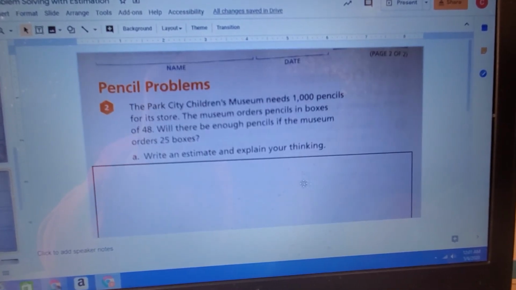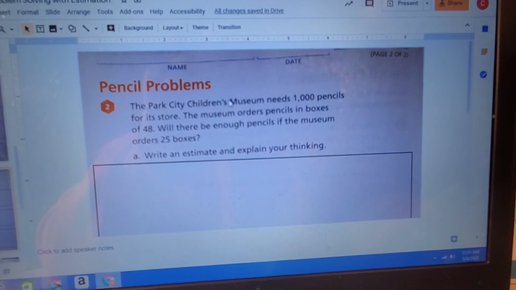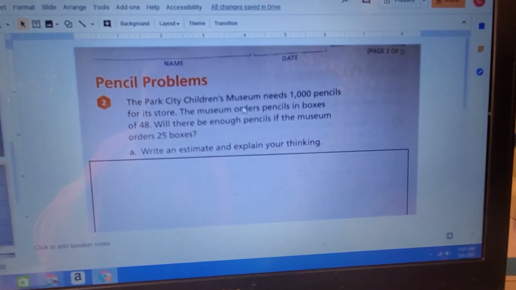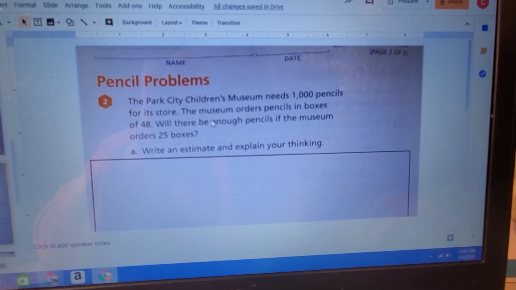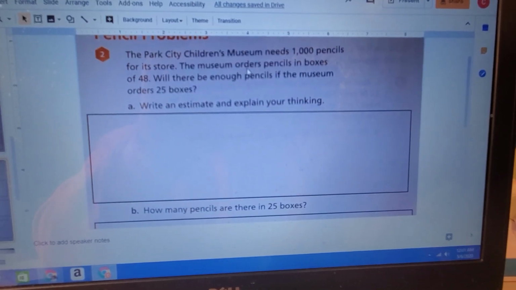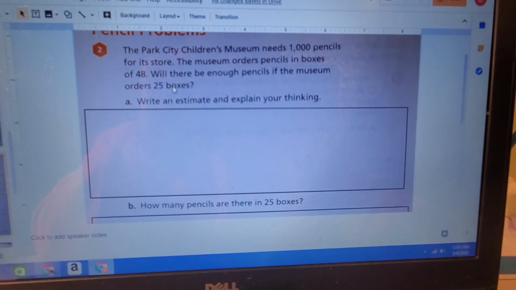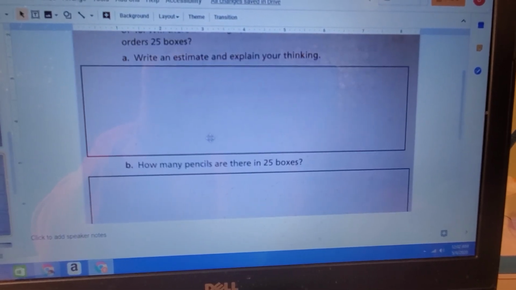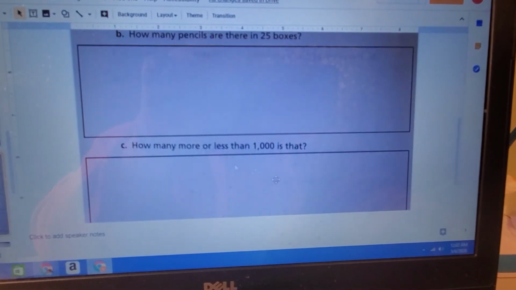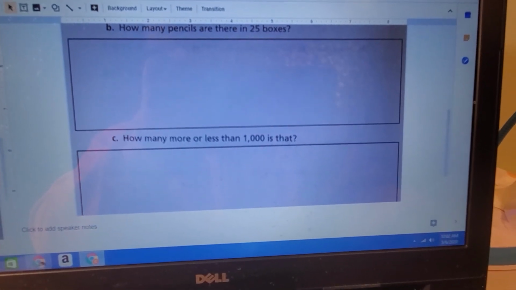This is the second page. Okay, Park City Children's Museum needs 1,000 pencils. The museum orders pencils in boxes of 48. Will there be enough pencils if the museum orders 25 boxes? You do your estimate, you solve it, and see if it's more or less than 1,000.